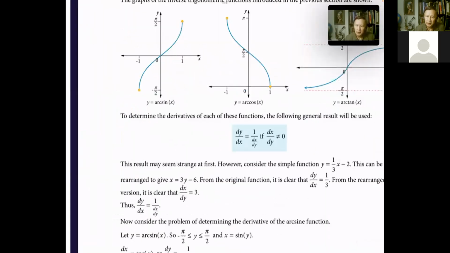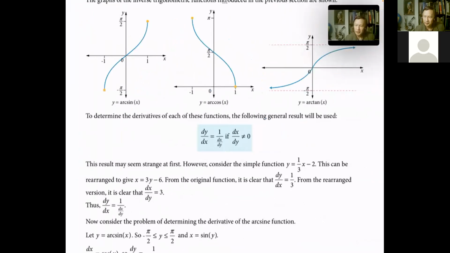Okay, so this one, do you know how to use this formula? dy/dx can be treated as a fraction, and as long as dx/dy is not equal to 0, we can put the dy under the dx, just treat it as a fraction. You see that there are different tricks to solve this problem, because in that way you will get the formula for the derivative of the inverse function based on the derivative of sine in this case.